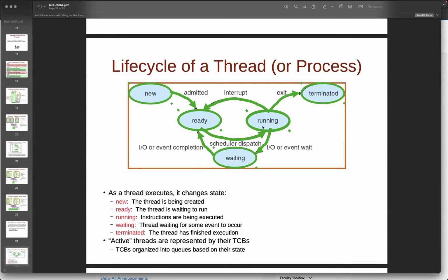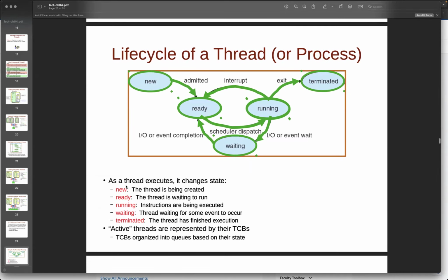But sometimes if we need a system call or an interrupt event, like IO or an event, we put it back to waiting. So we get the queue, and once the IO or some event completes, we put it back to the ready state. So we just need to wait for the scheduler to dispatch it, and it goes back to running.